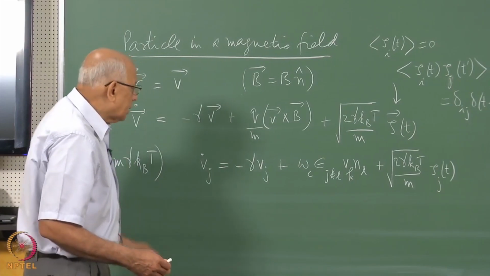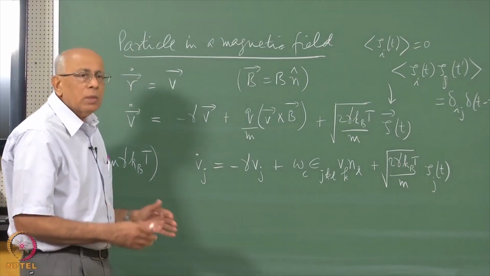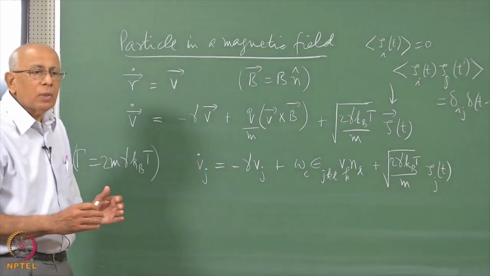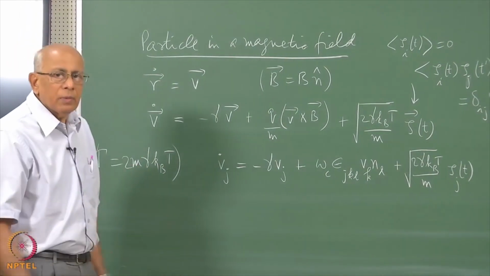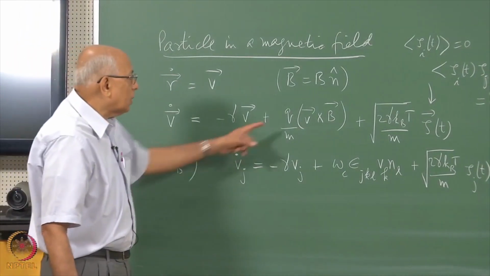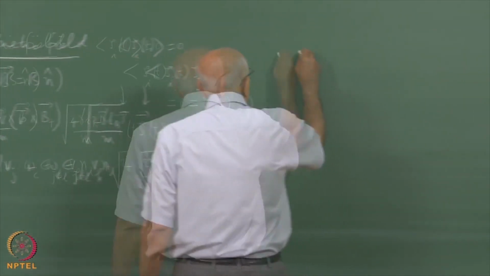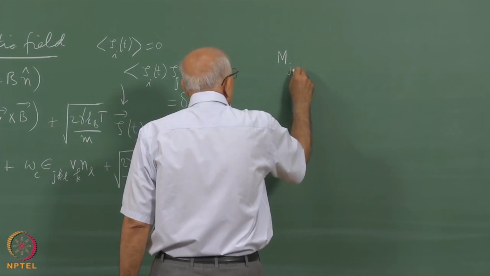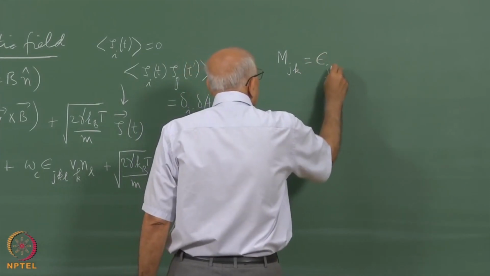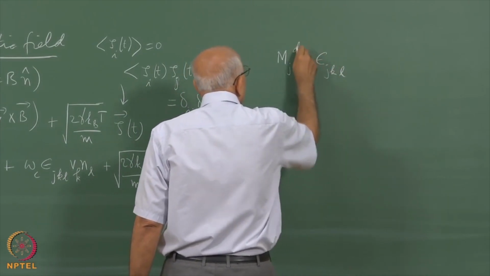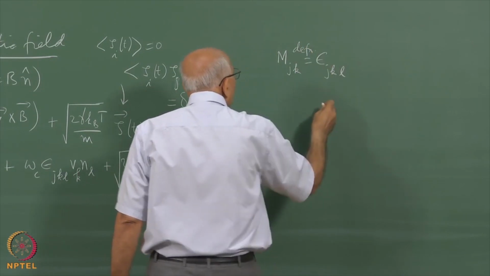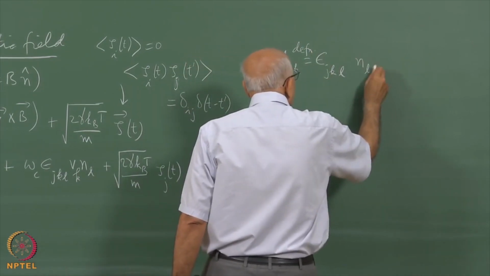Okay. Let us see what this looks like if I write it out in terms of the matrix M, which is a rotation matrix. So if you recall, we introduced this symbol M jk equal to epsilon jkl nl, this is the definition.